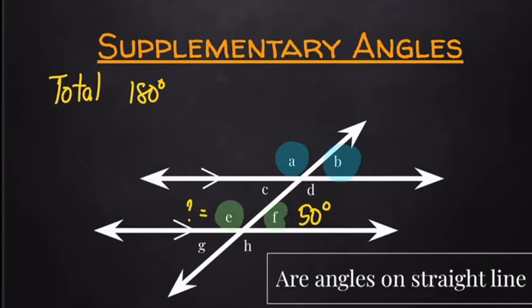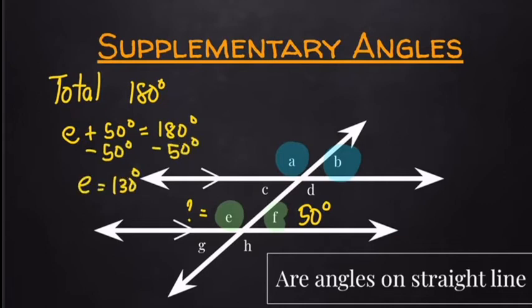因為我哋知道 angles on a straight line, supplementary angles, 加埋一齊等於180度。咁我哋用我哋 last unit 學過嘅 algebra use inverse operation，180等於 E 加50。Inverse of 50係等於減50，所以兩邊減50，E 就會等於130度。By using algebra, you can find out that the measure of E is 130 degrees because we know that supplementary angles total 180.